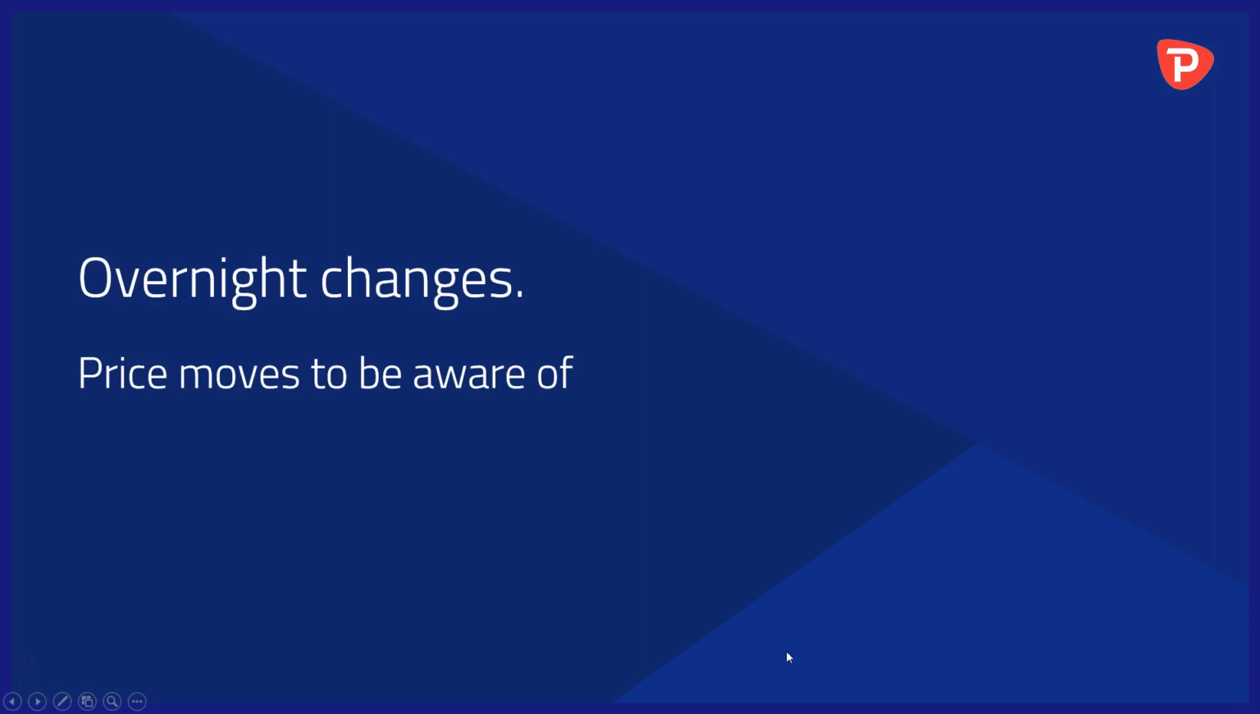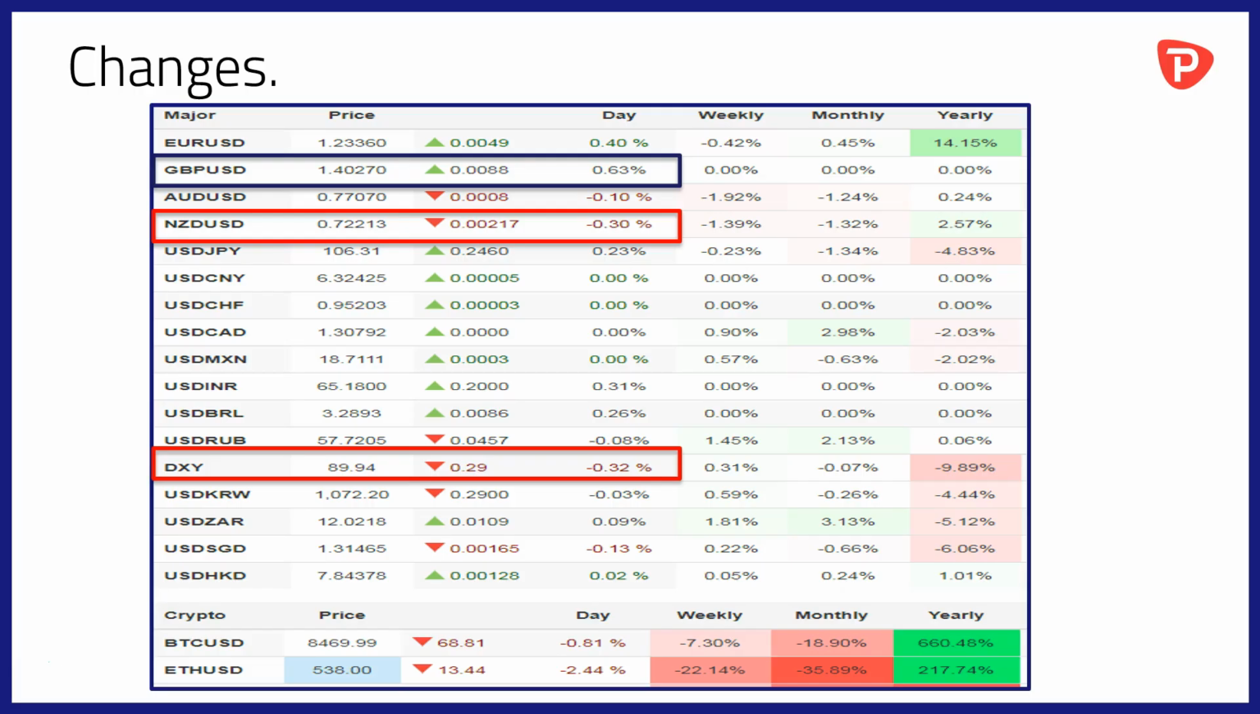Right, let's take a look at overnight changes and price moves to be aware of. I'm just going to flag 3 points of interest today. First of all, a strong improvement in sterling back to 1.4027 shortly before we recorded the video. That's up around 0.63% against the US currency on the back of concessions from the EU and what looks like a transitional deal for Brexit.